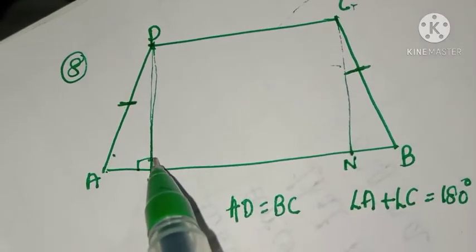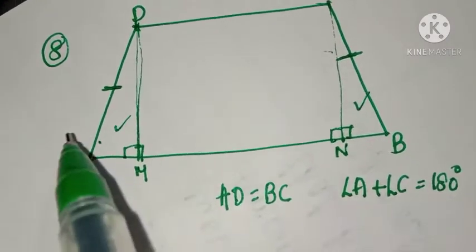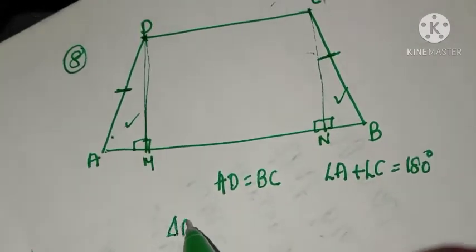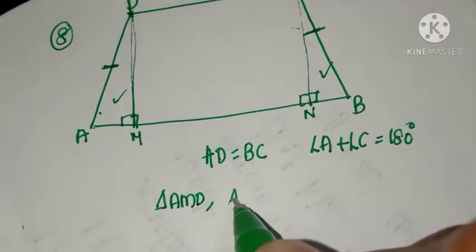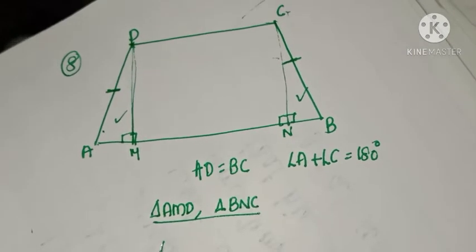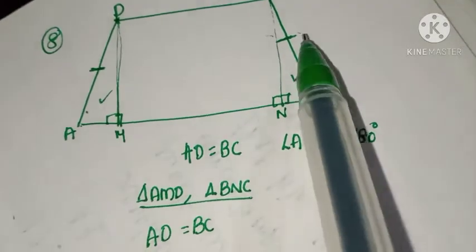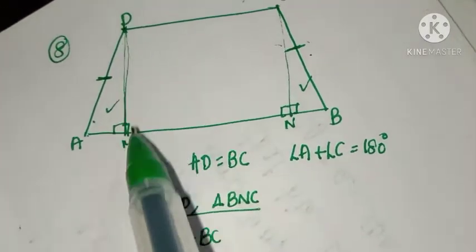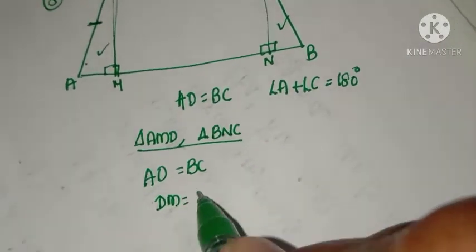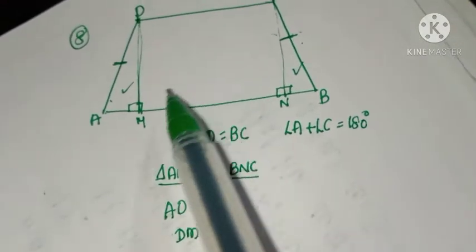Okay, these are perpendiculars. Now consider these two small triangles and prove that they are congruent to each other. So listen, triangle AMD and triangle BNC. Look at these triangles. Here AD and BC are equal, given that non-parallel sides are equal. Now DM is equal to CN. What is the reason? This is a rectangle, therefore opposite sides are equal.